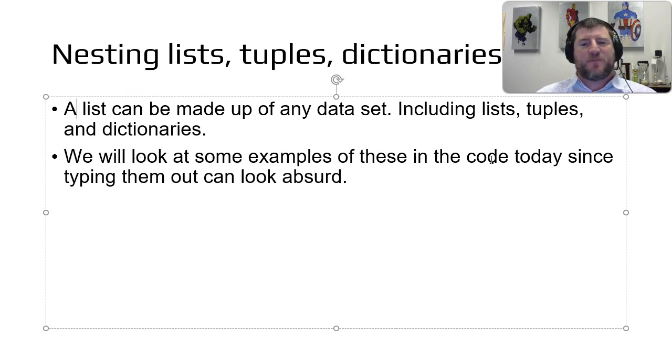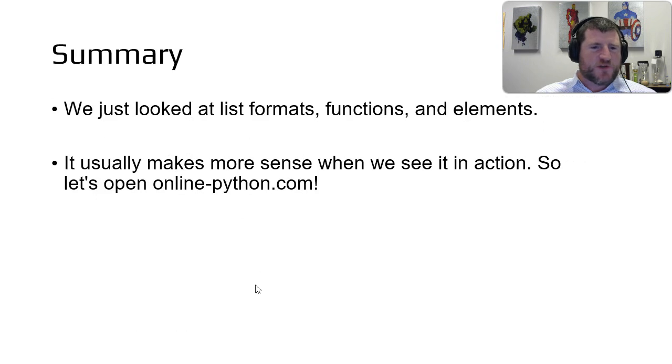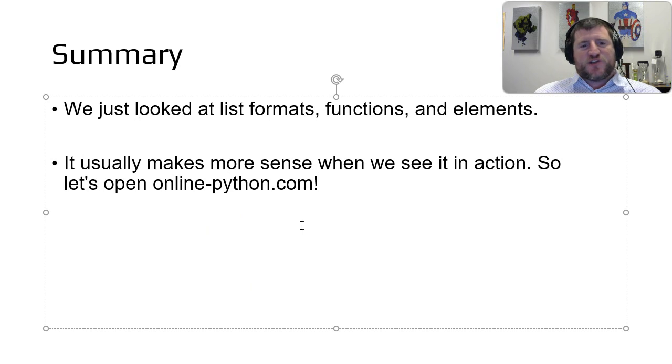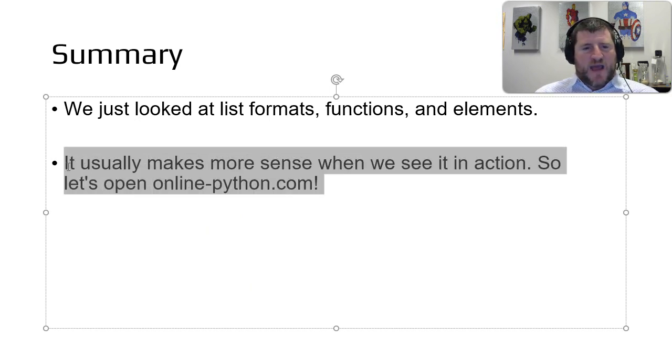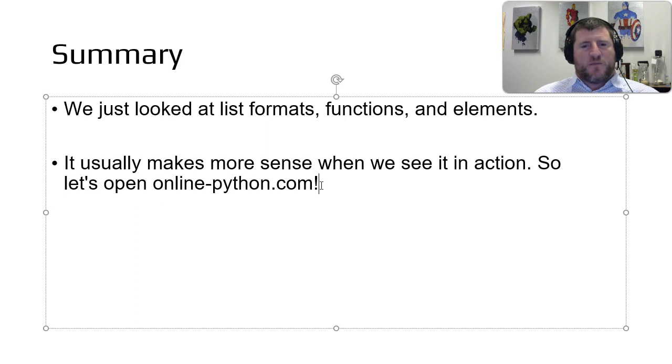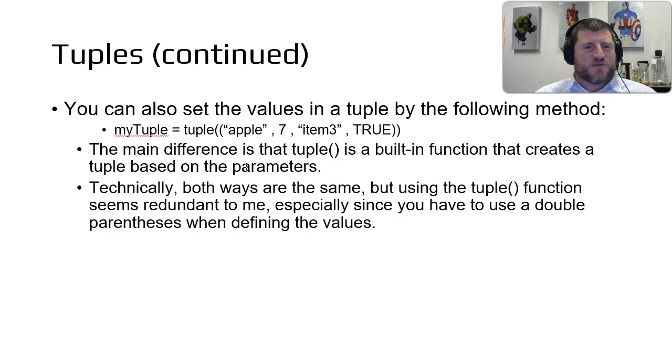We're going to look at some examples of this. Typing it out here looks kind of absurd, so I'm going to go over it as an actual coding example to show it. All of this makes more sense when we see it in action. So we're going to do it on onlinepython.com where I'm actually doing the coding. And then I'm also going to go over the project for the weekend. It's just a couple of other videos that we have to go through. I know some people had some struggles with it.